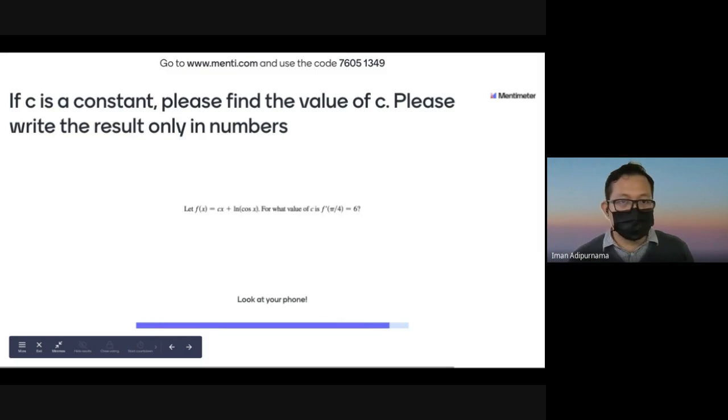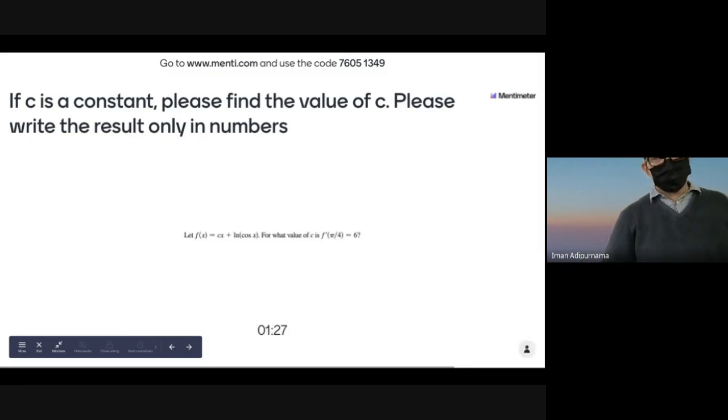Question 3. You need to see the phone. I think I'm giving you 1.5 minutes. You need to find C and then write the number C in your answer. The number only. Is it 0, 1, 2, or any number you find? I hope the time is enough.